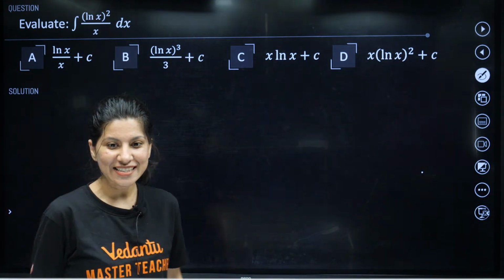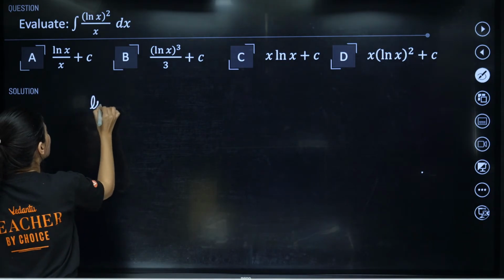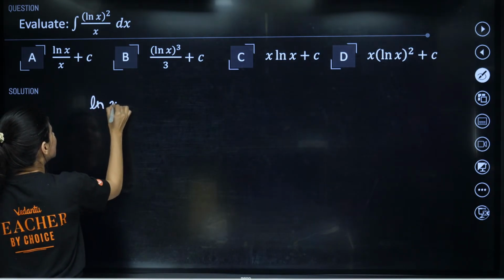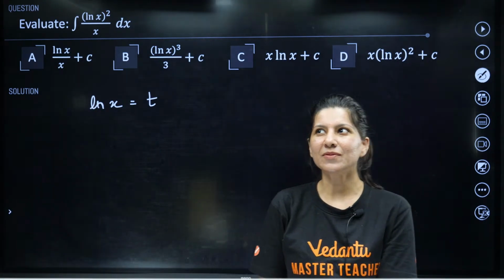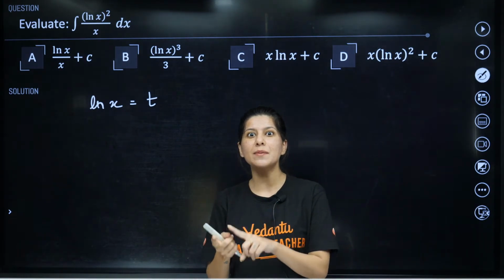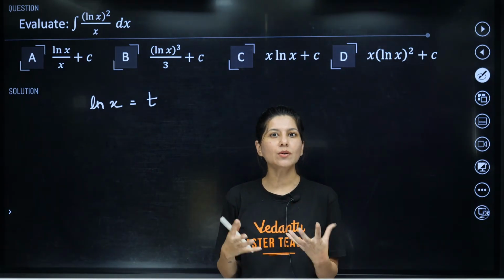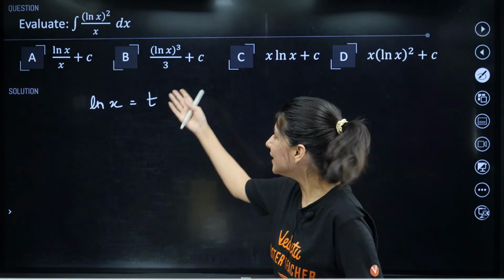Chalo, let's see. You guys are saying B, B, B. So again, log x I'm going to put as t. In the beginning, sometimes you will feel, ma'am, how are you thinking that this should be substituted as t? How are you able to think? So do not worry.